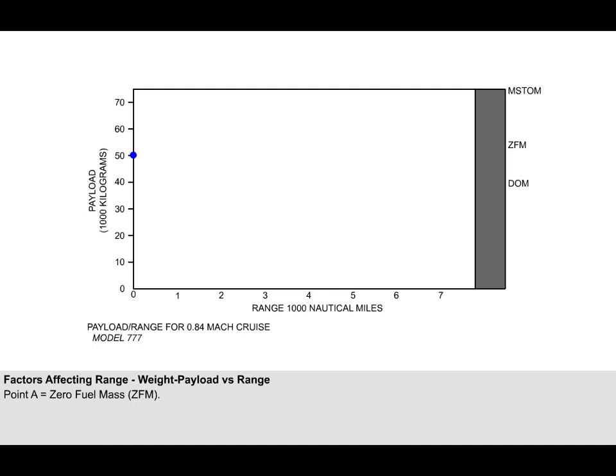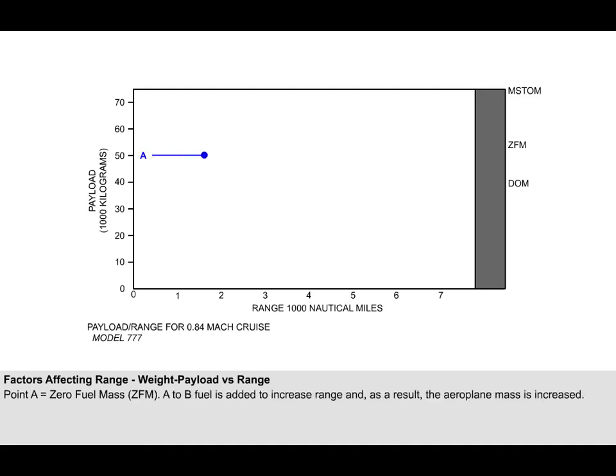However, payload will reach a maximum when either there is no more space on the aeroplane or the aeroplane has reached its zero fuel mass, ZFM. Notice that the range at this point is 0 because no fuel has been added yet. This point is marked as A.